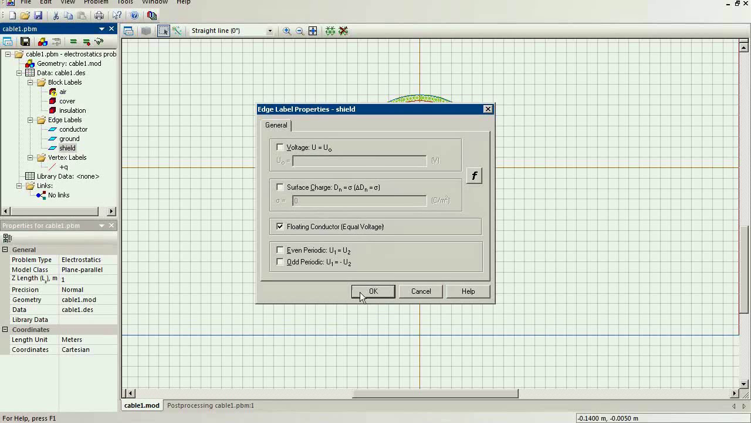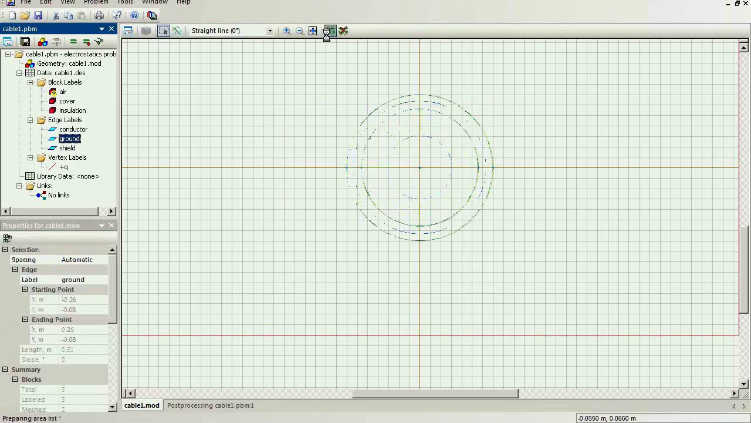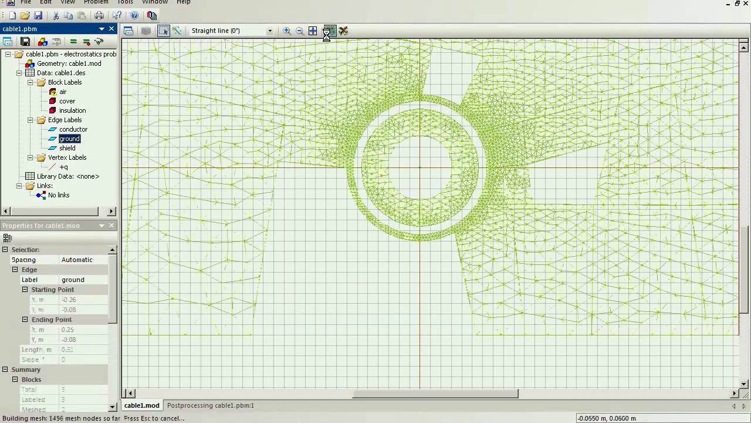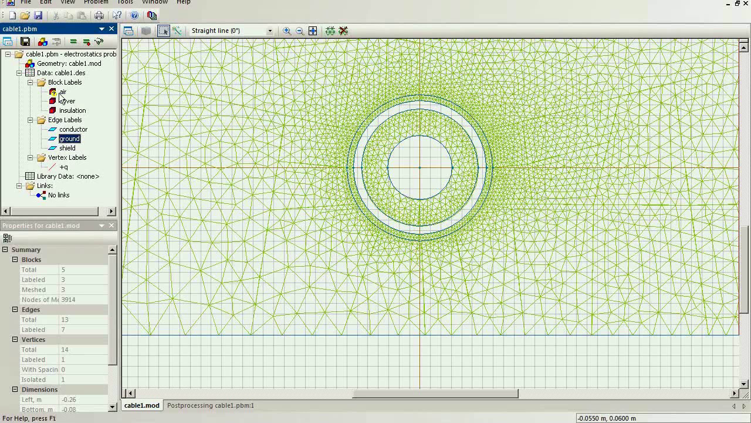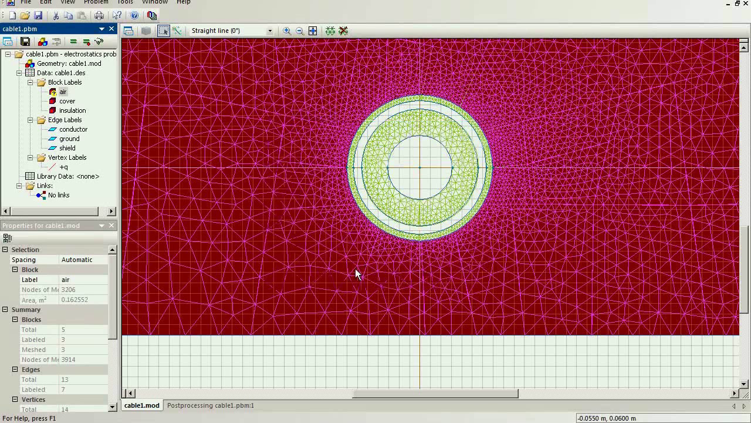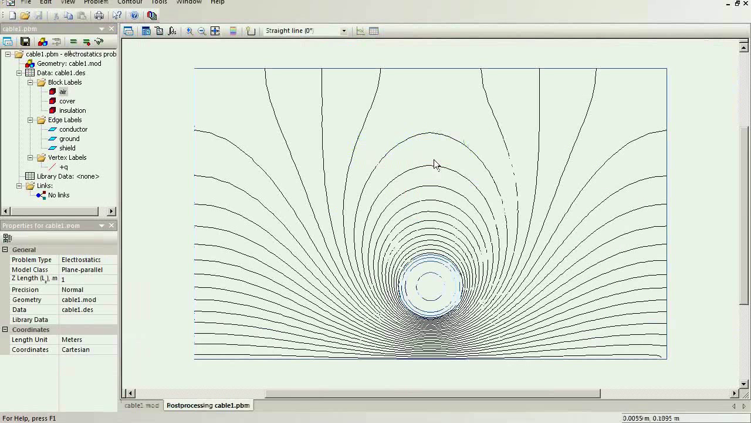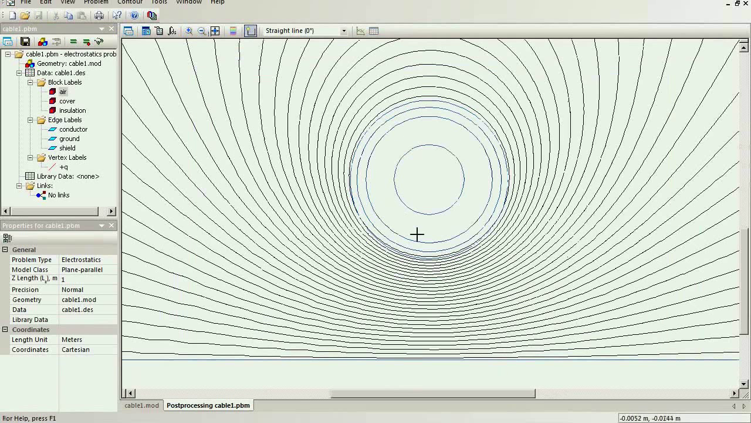Now the shield is some floating conductor connected to one of the terminals of the multimeter, and we need to calculate the electric potential of the shield, and the electric potential of the ground is zero. For the air, I also specify the electric permittivity. Now let's solve the problem.